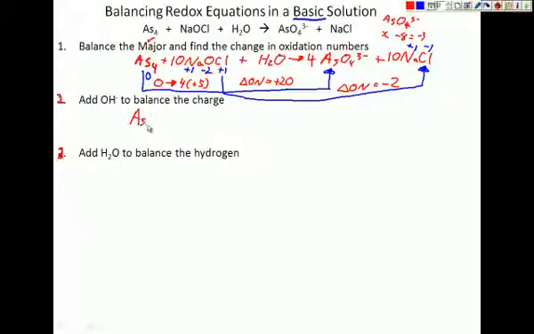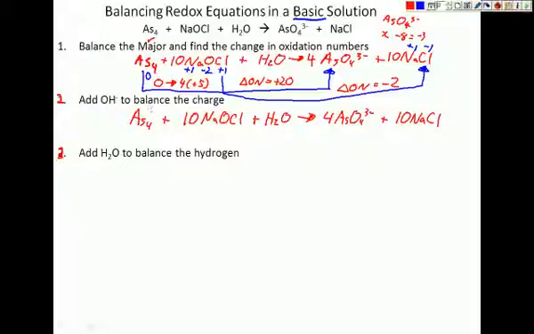So we have, again, AsO4 plus, and we change this to 10 NaOCl plus H2O makes 4 AsO4 3 minus and 10 NaCl. So what we're going to do is look at the total charge on this side.